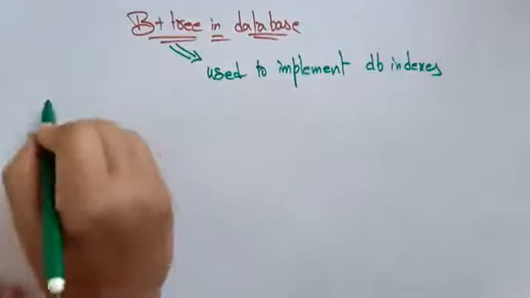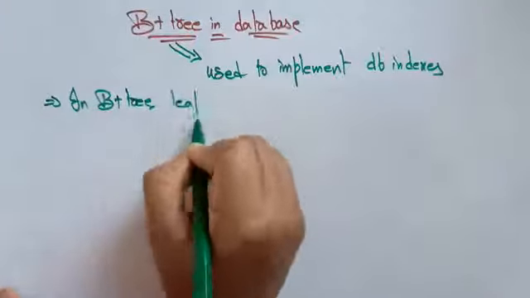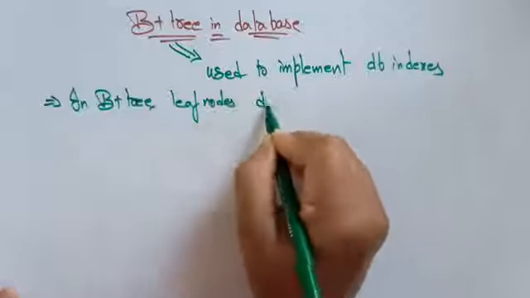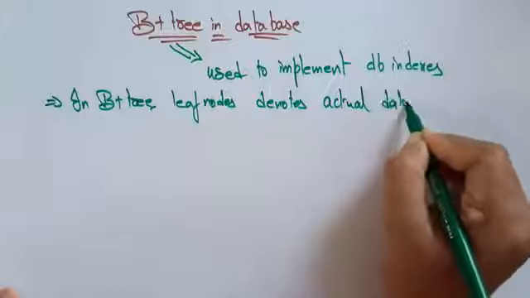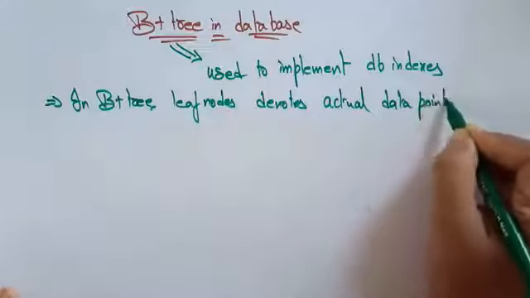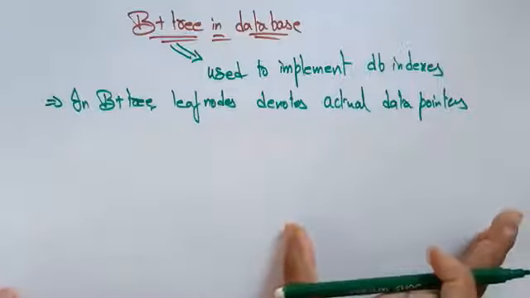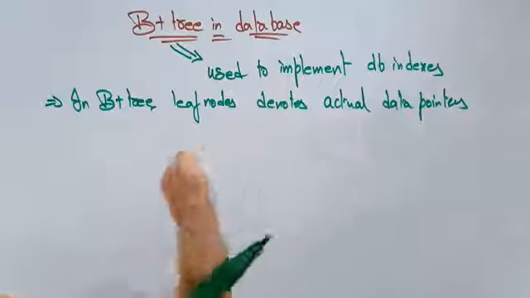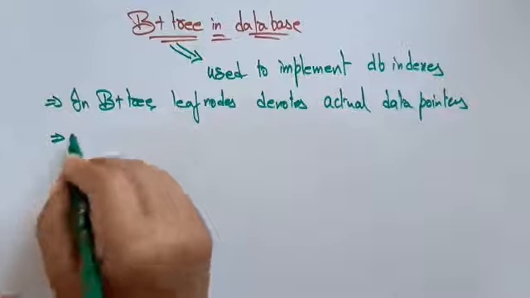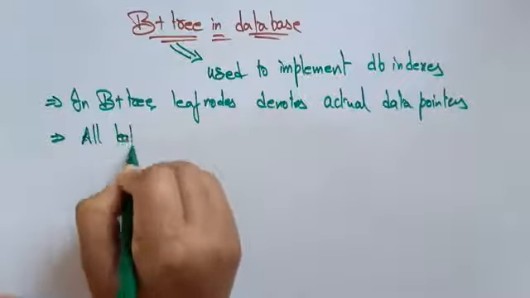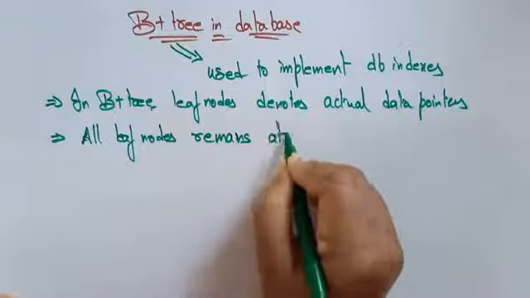In a B plus tree, leaf nodes denote the actual data pointers. Whatever the leaf nodes consist of, those give the actual data pointers. It also ensures that all leaf nodes remain at the same height.